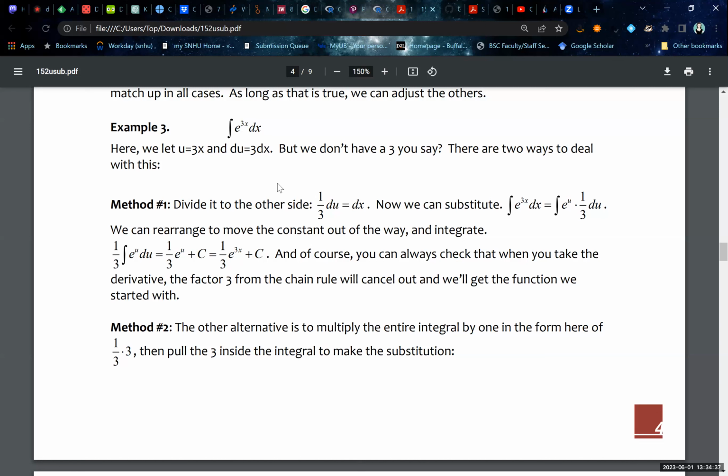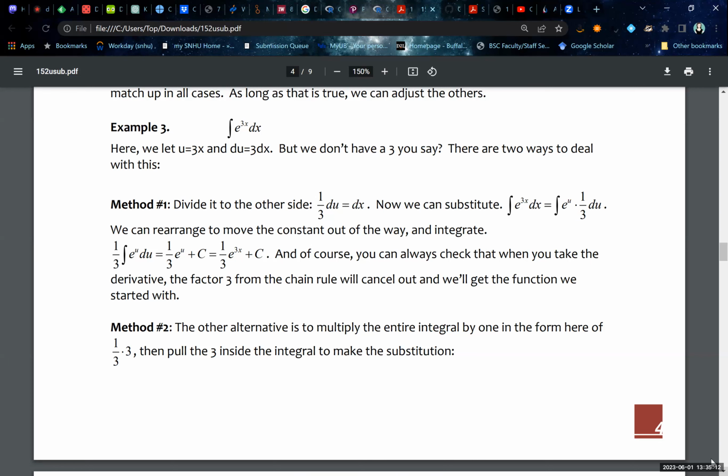We have e to the x. And so we make a substitution. u is 3x, and then du is 3dx. And I don't have a 3 here. So one way to do this, and this is typically the way I deal with it, is I divide the 3 out, and I put it on the other side of the equation as a 1/3. And then I replace what I have in the problem. So I replace dx with 1/3 du, and then e to the 3x with e to the u. And then I get the 1/3 there, the way I need it.